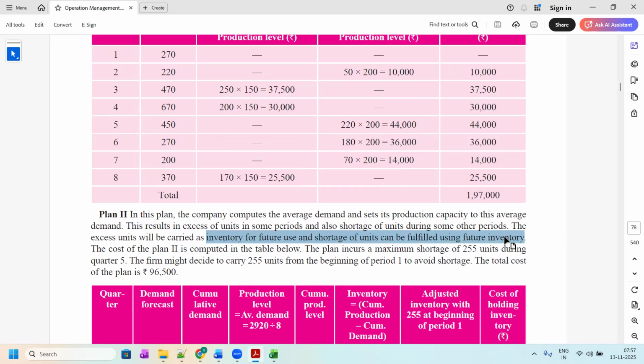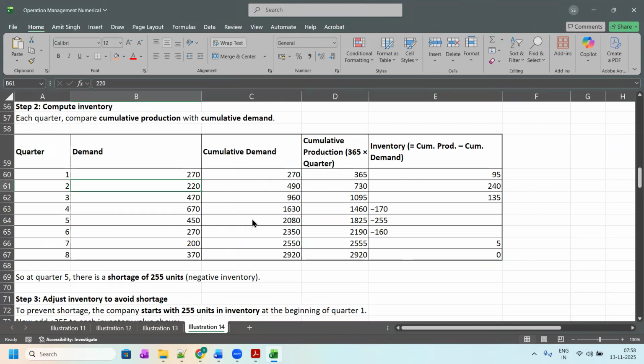Yes, sir. And then the cost of plan 2 is computed in the table below. Okay, so we'll understand the plan 2 method here. This is your average demand, 365 units. And you can see for different quarters these are your demand.